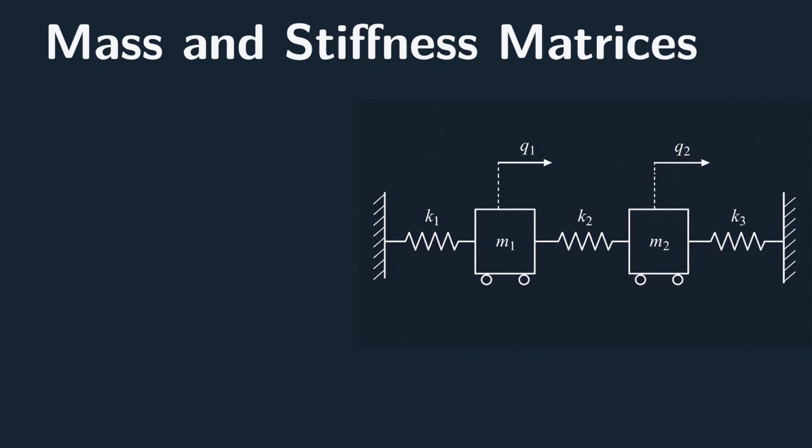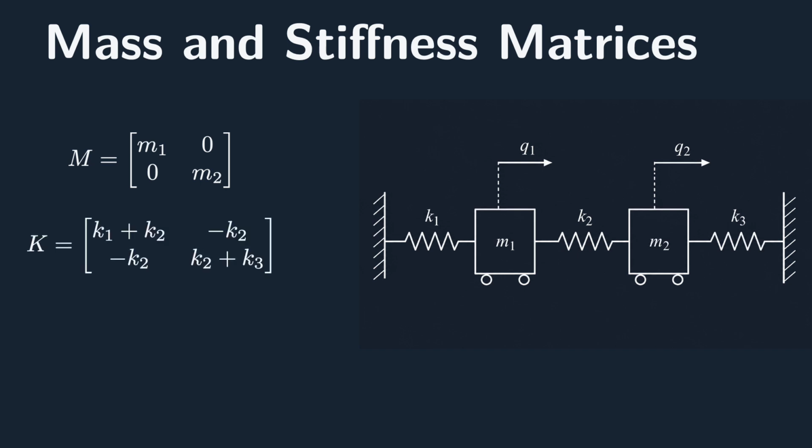For this example, the mass matrix M is diagonal. The first acceleration is multiplied by m1, and the second acceleration is multiplied by m2. The stiffness matrix K contains the spring connections. The diagonal entries collect the springs attached to each mass. For mass 1, that gives K1 plus K2. For mass 2, that gives K2 plus K3.